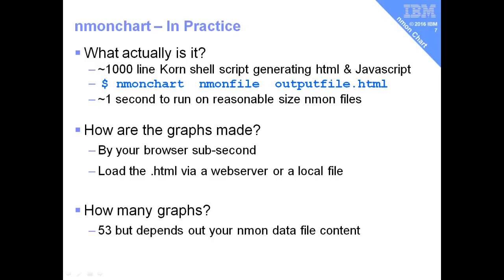How many graphs are there? Well, there's 53 of them, but it depends on your nmon data file content. So if you don't have user-defined disk groups, then there's a bunch of graphs that won't appear. If you don't have top process data, well then those graphs won't appear. And there are some differences in case of AIX and Linux, for example. The memory stats are completely different, so there's different sets of graphs for either of the operating systems.